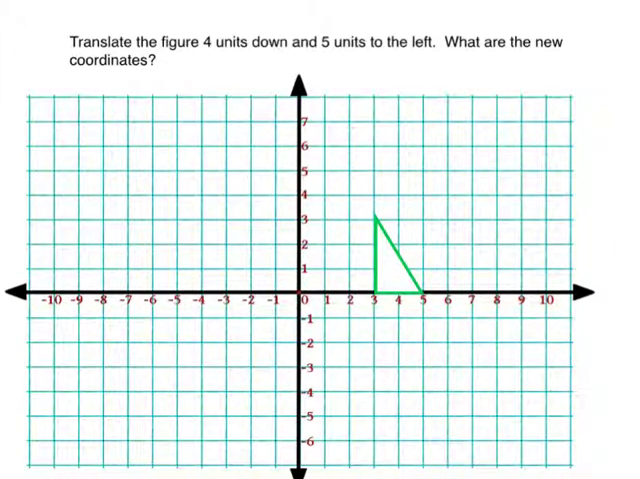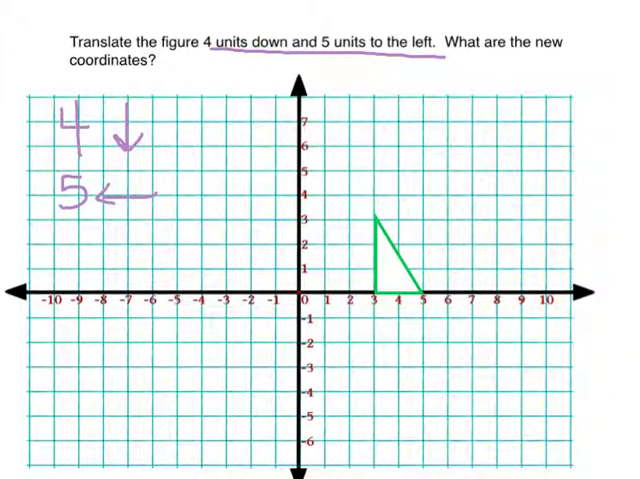Translate or slide the figure 4 units down and 5 units to the left. What are the new coordinates? These are just directions, 4 units down and 5 units to the left. Anytime I get directions like that over to the side, I like to just do a simple drawing, 4 down and then 5 left. And this helps me stay organized.